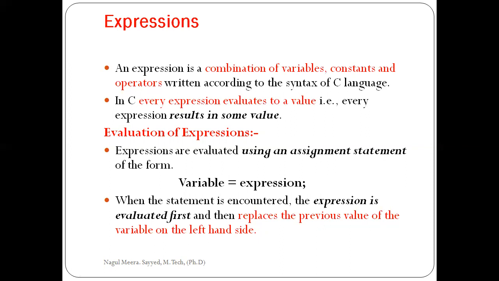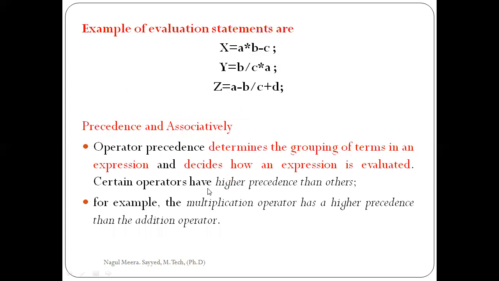In C language, an expression evaluates to a value. That means every expression results in some value. How are these expressions evaluated? The syntax for an expression is: variable equal to expression. First the expression is performed and then this result is assigned to this variable. Some expressions are, x equal to a into b minus c. These are all examples of expressions.